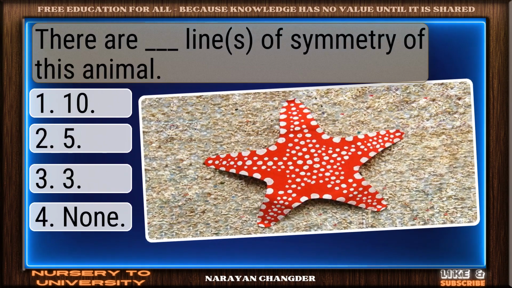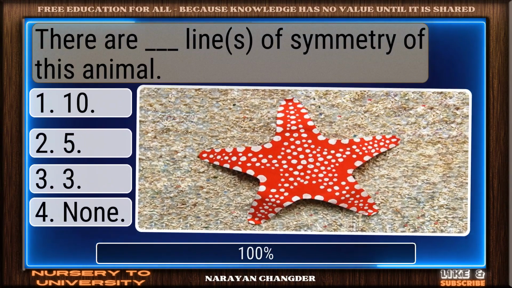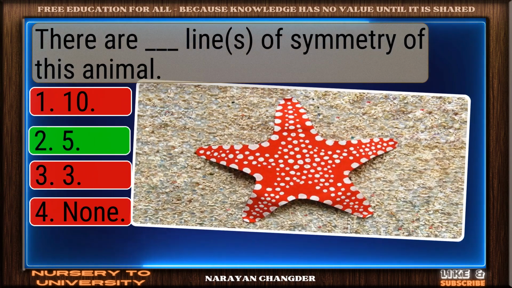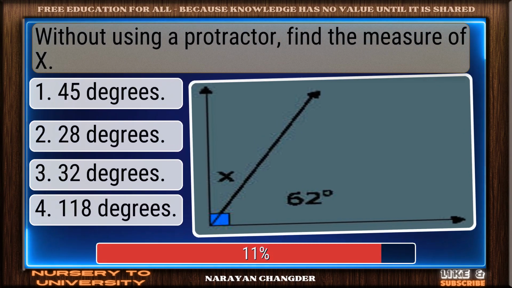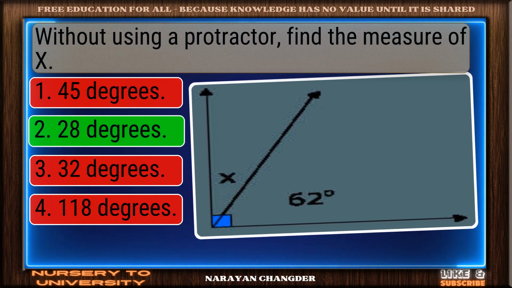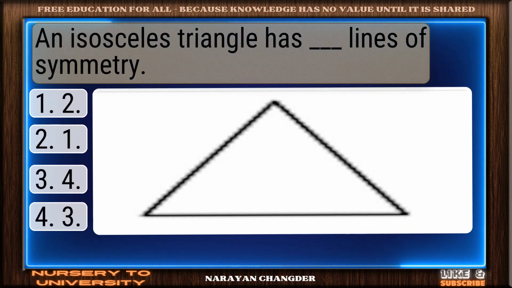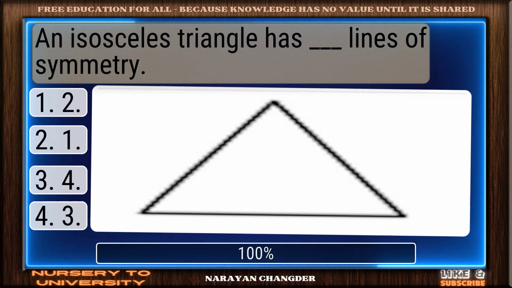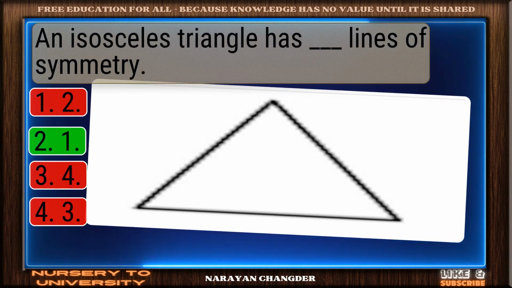There are dash lines of symmetry of this animal. Strong choice. 5 is the right answer. Without using a protractor, find the measure of x. Well done. 28 degrees is the right choice. An isosceles triangle has dash lines of symmetry. Correct response. 1 is the most accurate answer.